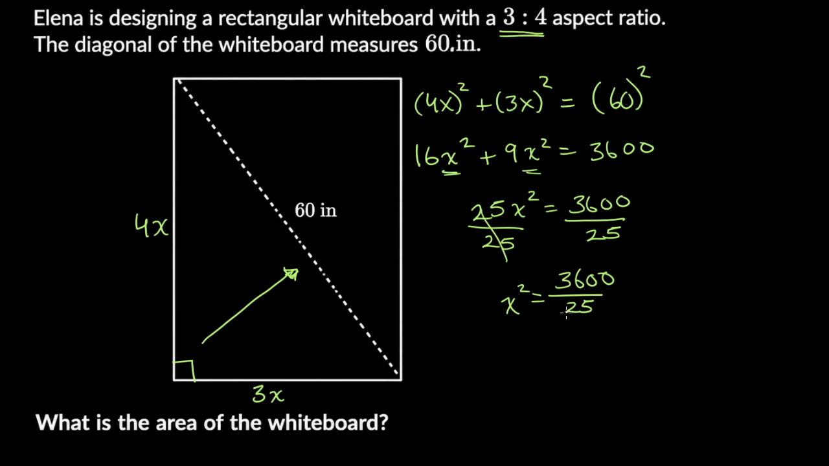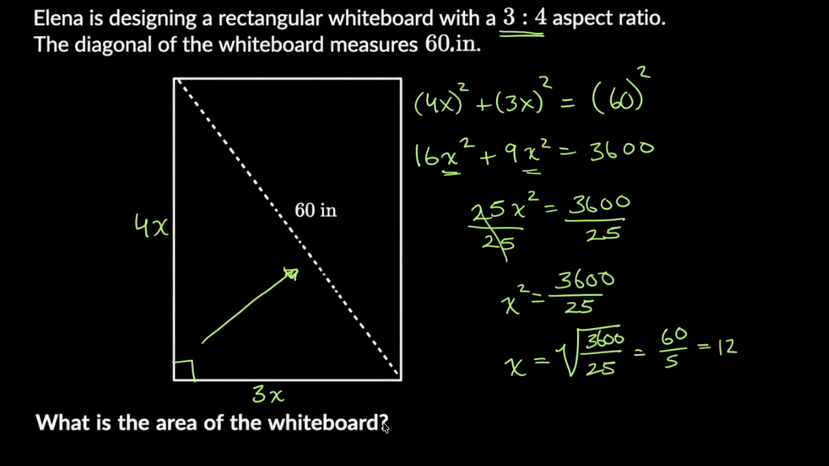Now I could figure out what 3,600 over 25 is. I think that'd be the same thing as 4 times 36. Or I could just take the square root of both sides, because we have a perfect square in the numerator and a perfect square in the denominator. So x is going to be equal to, if we didn't know this was a geometry problem and you knew that x had to be positive, you would say it's the plus or minus square root of the right side. But we know it's got to be the positive square root, because we're not dealing with negative dimensions. So if we take the positive square root of 3,600 over 25, that's going to be equal to 60 over 5, which is equal to 12.